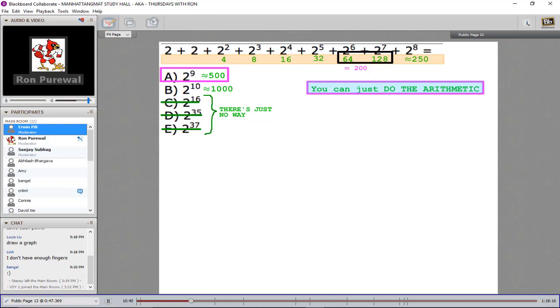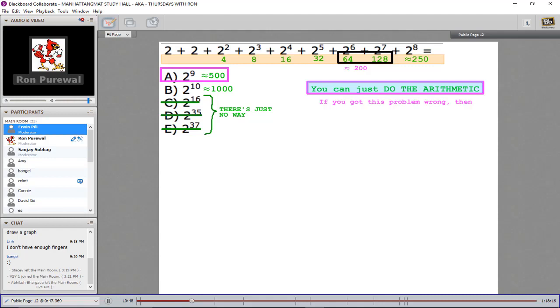If you got this problem wrong, then one of two things is true. Either you were thinking of these as just random symbols instead of numbers, and so you didn't even think about that, or the other thing is you talked yourself out of doing this sort of solution.